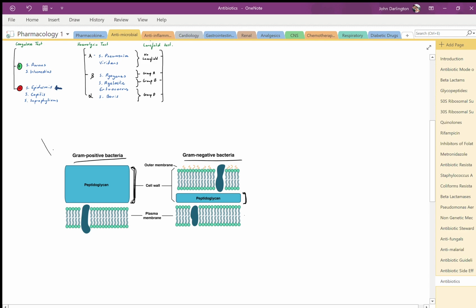So what happens is, when you gram stain, you give an injection. That looks dodgy, so we'll just wipe that away. Try and draw a syringe here. Anyway, that looks less dodgy.